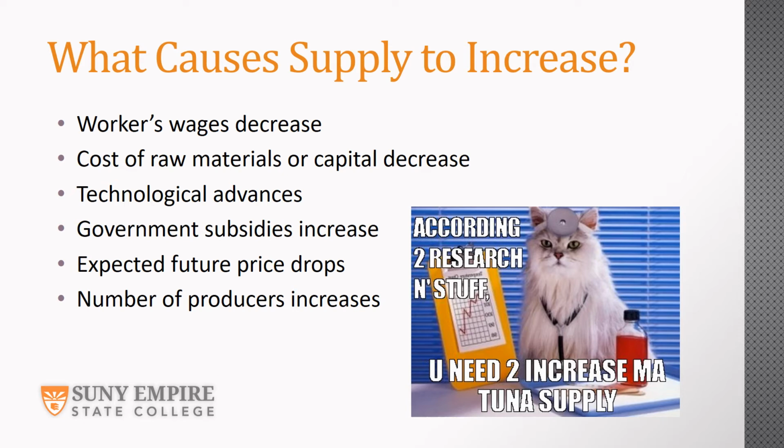Another factor is expected future price. With supply, if the company expects the future price to drop, then they will increase the current supply to take advantage of the current higher price. One final factor is if the number of producers increases. If more companies exist to create the good, then the overall supply of the good will increase.